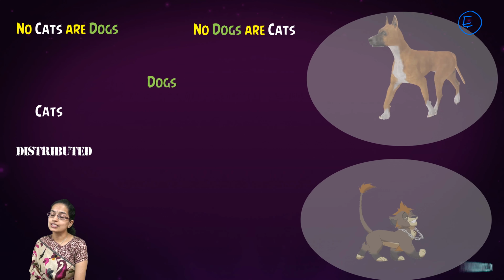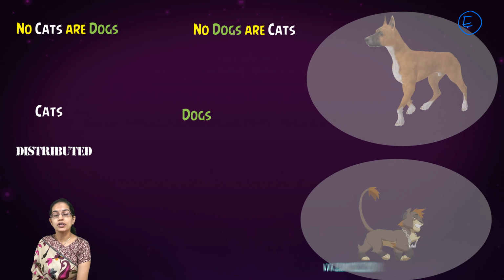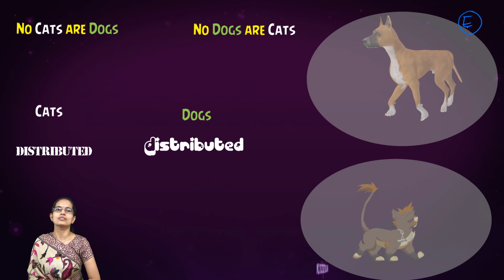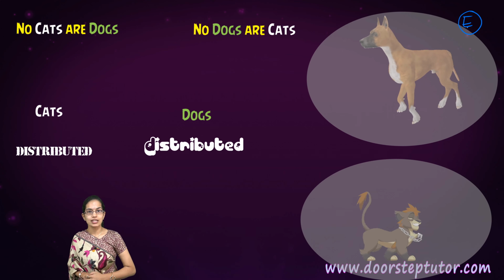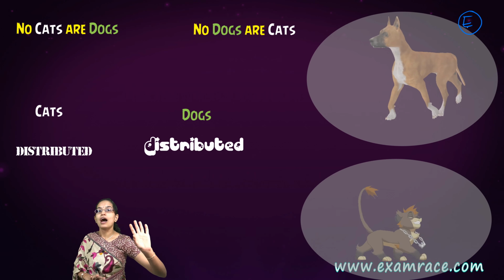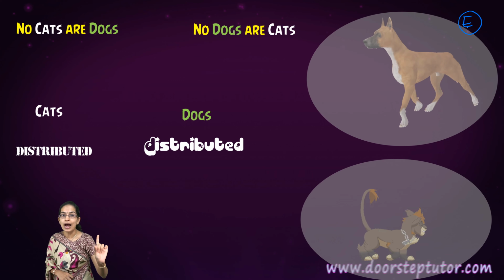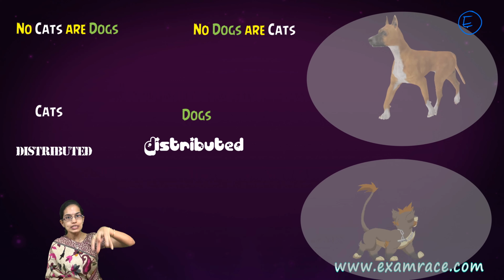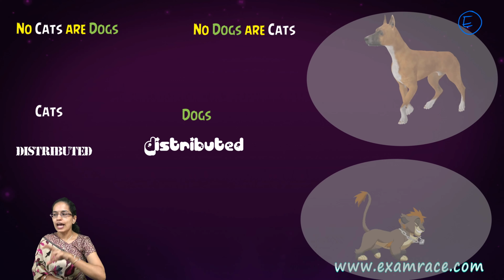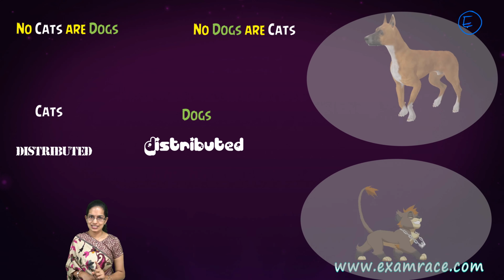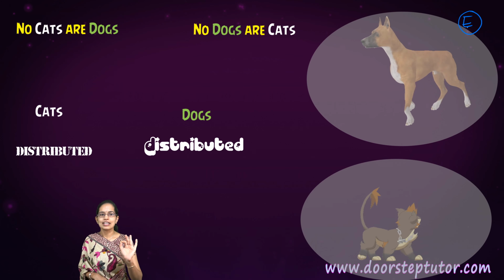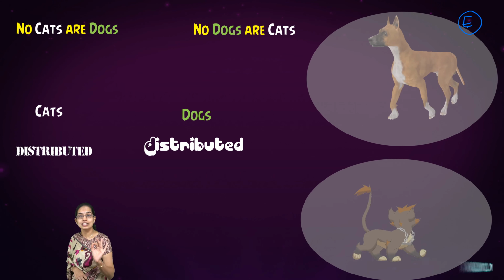And the next term, which is the predicate, is what? Dogs. And dogs is again distributed here. How? Because there cannot be a single dog that can be a cat. So both of them are mutually exclusive, but all of those would belong to a certain group, and therefore both cats and dogs are distributed in this scenario. Despite the fact that it is negative, it is distributed.